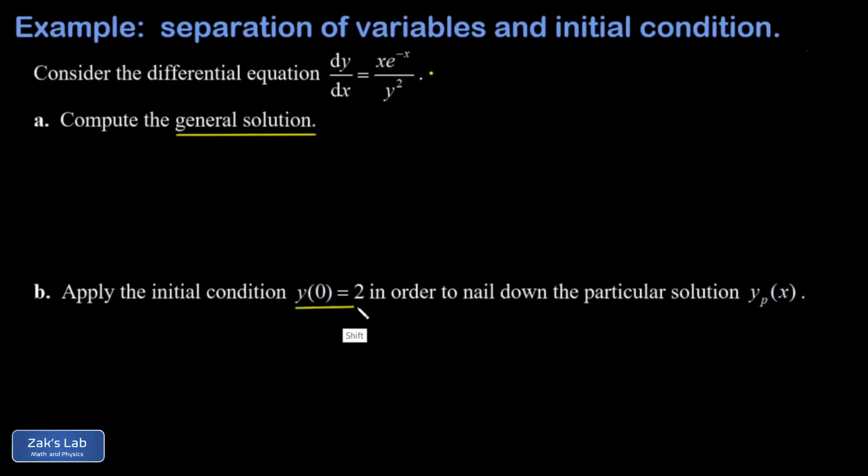part B. I'm given an initial condition, so y of 0 is equal to 2. That will allow us to determine the arbitrary constant and write down the particular solution. That's a solution to the differential equation that satisfies the initial condition.